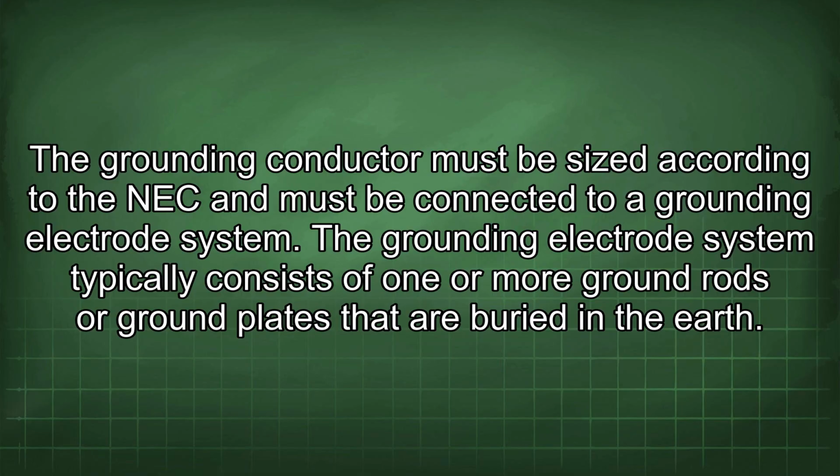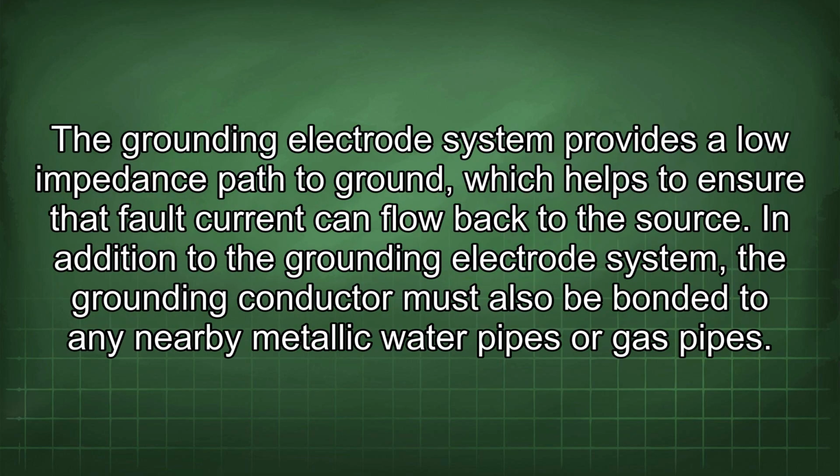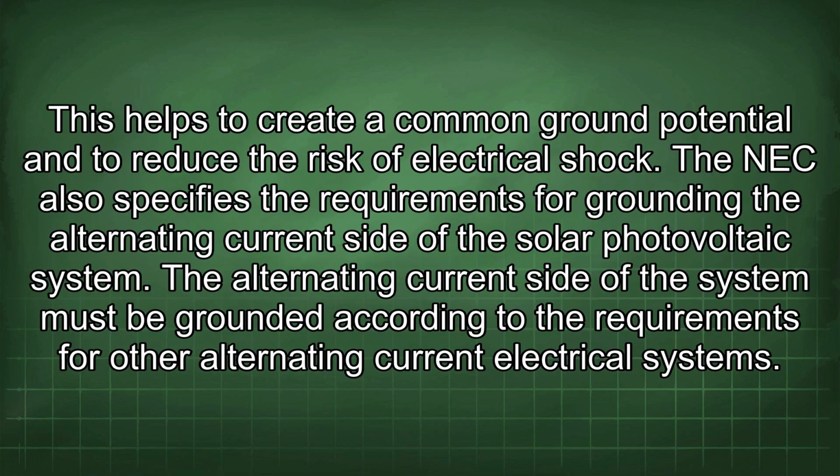A grounding electrode system typically consists of one or more ground rods or ground plates that are buried in the earth. The grounding electrode system provides a low impedance path to ground, which helps to ensure that fault current can flow back to the source. In addition to the grounding electrode system, the grounding conductor must also be bonded to any nearby metallic water pipes or gas pipes. This helps to create a common ground potential and to reduce the risk of electrical shock.